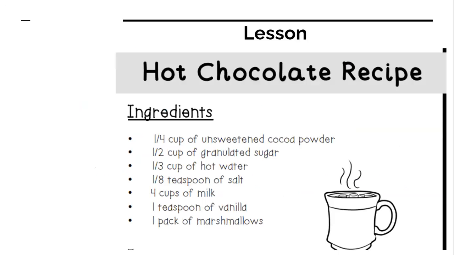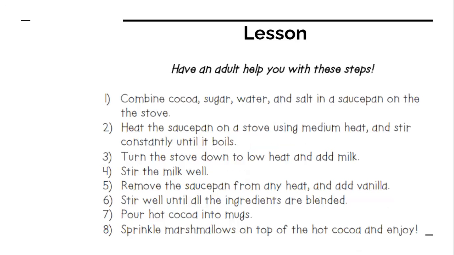Hot chocolate recipe. Ingredients: 1/4 cup of unsweetened cocoa powder, 1/2 cup of granulated sugar, 1/3 cup of hot water, 1/8 teaspoon of salt, 4 cups of milk, 1 teaspoon of vanilla, 1 pack of marshmallows. Have an adult help you with these steps. Now, step 1, combine cocoa, sugar, water, and salt in a saucepan on the stove.